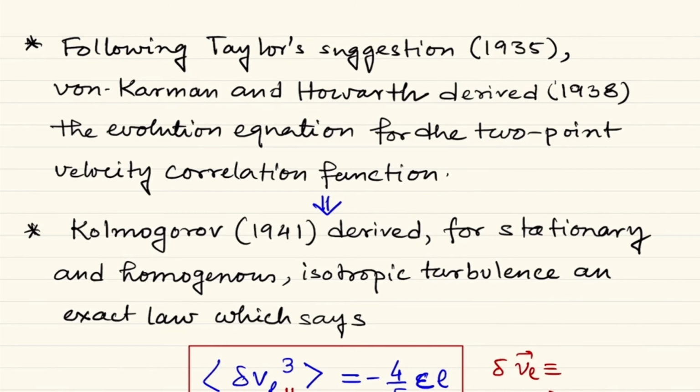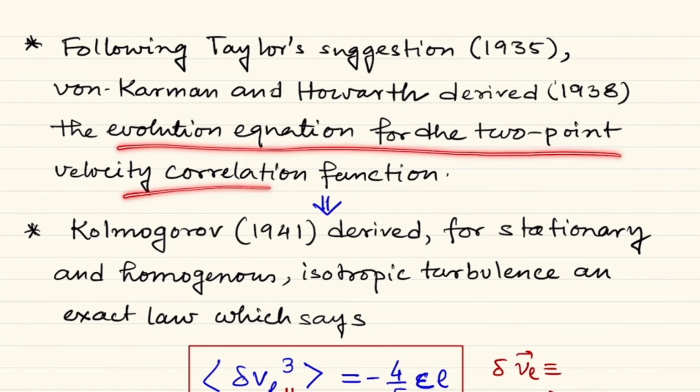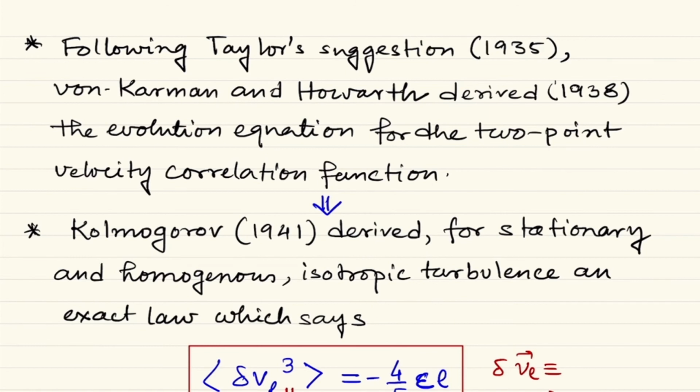For that we have to see the development of analytical approaches after that. As I said, after Taylor's suggestion in 1935, von Karman and Howard derived in 1938 the evolution equation for the 2-point velocity correlation function. But that was an exact relation, but it was not a very good constraint, just using the 2-point correlation function to get the energy correlation. There was always a del T of the correlators Rij.